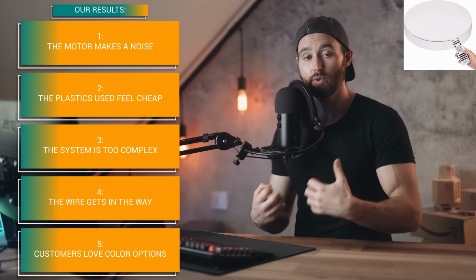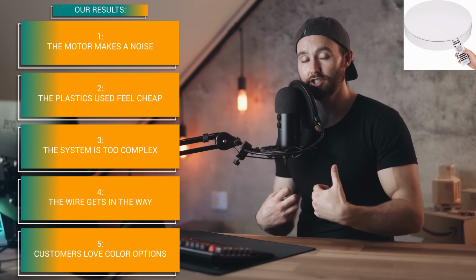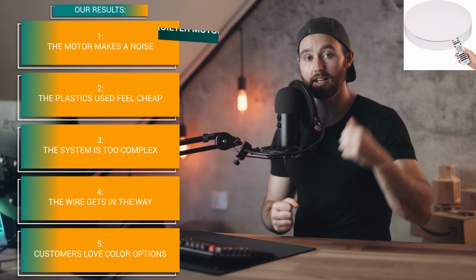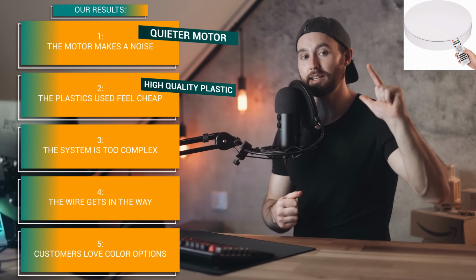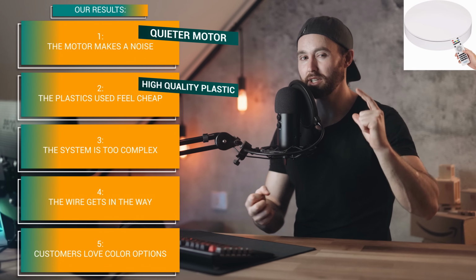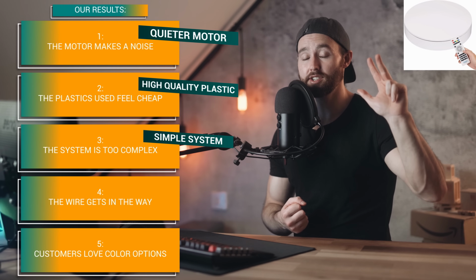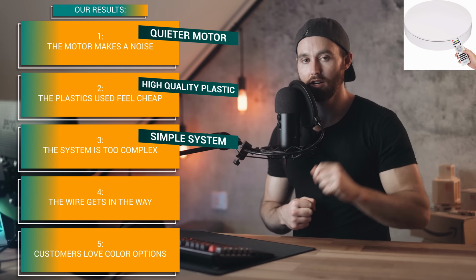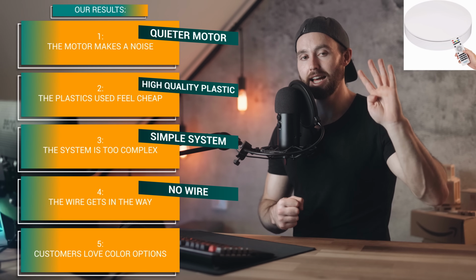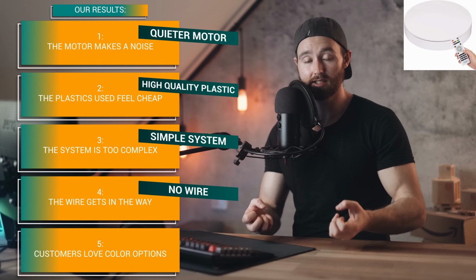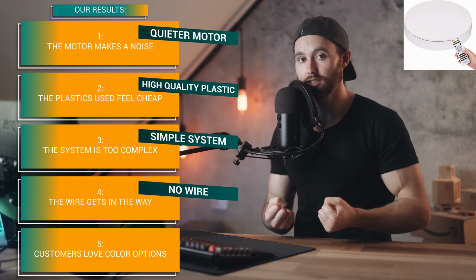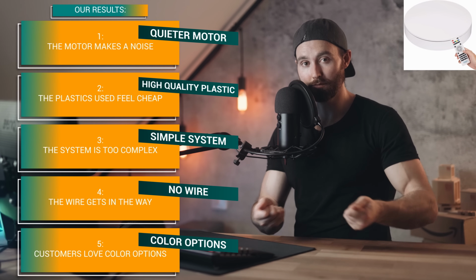And so from that, we can establish that our photography turntable would have to have a quieter motor, higher quality plastic, or maybe be made of aluminium or similar, a simple system with less features, no wire if possible, and that could be achieved with a wireless system or a battery operated unit. And 5, different color options for the top.